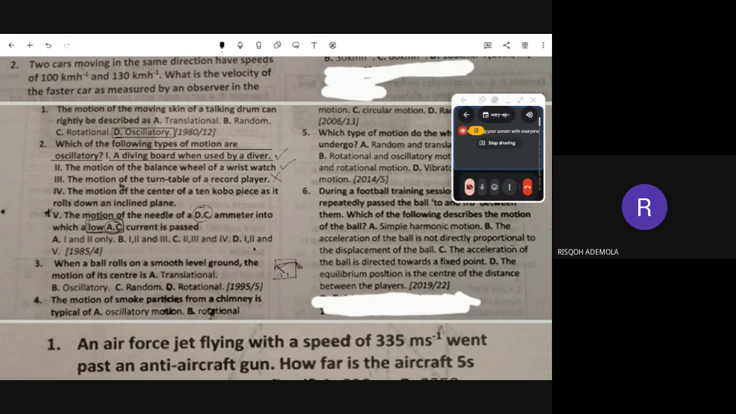That's exactly what they are asking. So the correct answer is option I and B. The motion of the needle of a DC ammeter into which a low AC current is passed. If high AC current passes through the DC ammeter, the AC is going to reverse that current very, very fast.